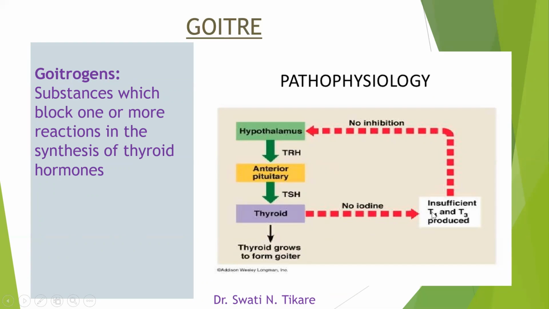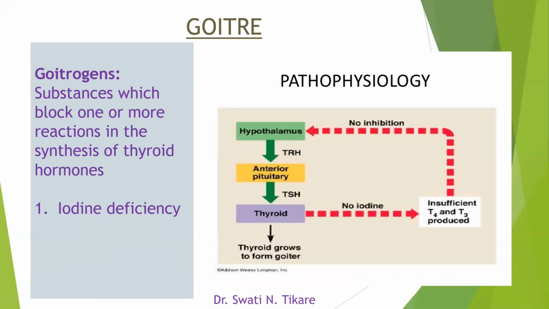Now what's happening? The T3, T4 are less, so there is no inhibition. So there is excess of TRH that is formed, and excess of TSH. The job of TSH is to stimulate the thyroid gland, so it will increase the size of the gland. As and when the T3, T4 levels fall, it is trying more and more to stimulate the thyroid gland to produce the T3, T4. But due to some blockage, it is actually not able to produce.